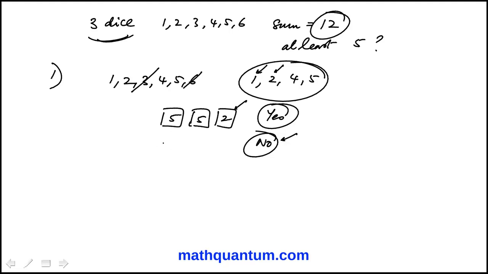So if I do 4, 4, 8, and then I'll need another 4. So all 3 are 4s. In this case, that would be a no. So statement 1 alone is insufficient.